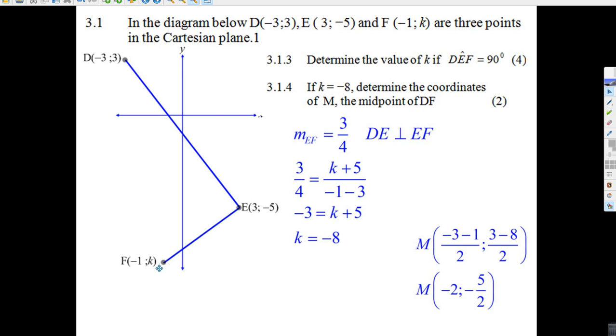Okay, now let's see here. If K is minus 8, and we know it is, determine the coordinates of M, the midpoint, right in here between D and F. Well, we just have to find the middle of the x values, which is minus 3 plus minus 1, which is just minus 3 minus 1, divided by 2. You take the average of the x values. And 3 plus minus 8, 3 minus 8, divided by 2. Well, 3 minus 8 is minus 5, so it's minus 5 over 2. That's the y-coordinate of the middle point.